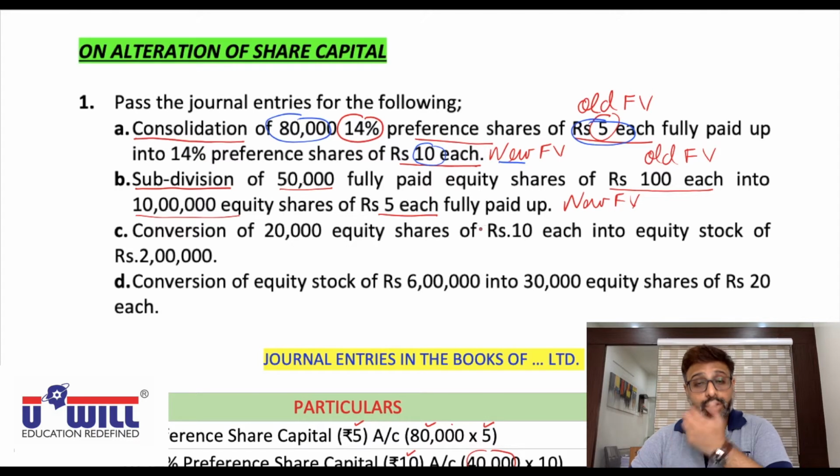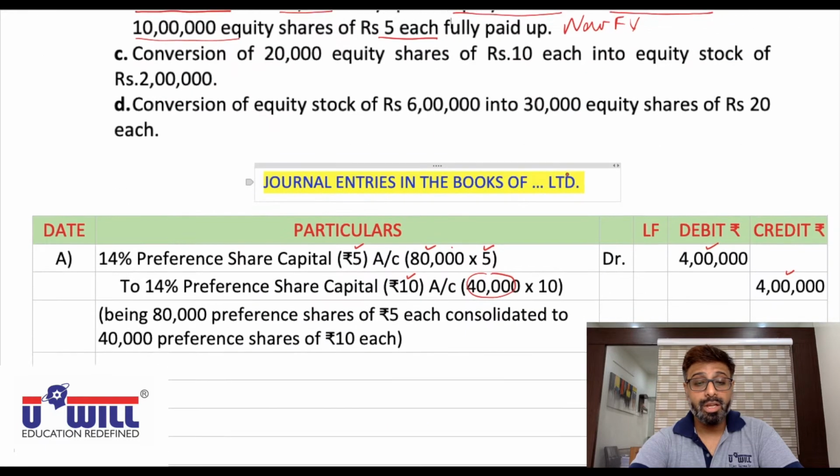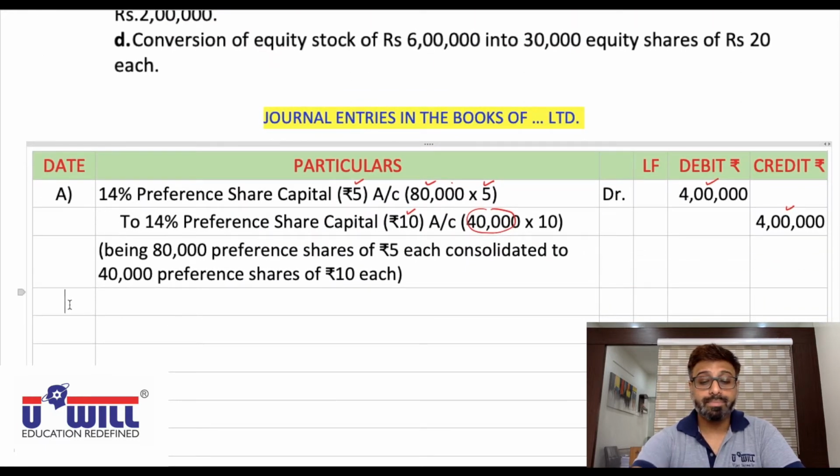However, what is the shortcut we have to remember? Old face value 100 in bracket we have to debit, new face value 5 in bracket we have to credit. And which share capital is this? Equity share capital. So all of you write down B.